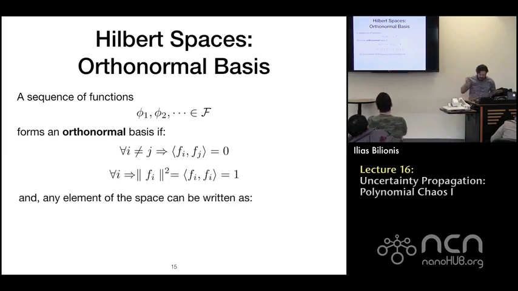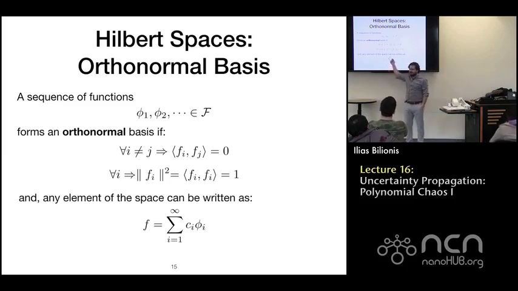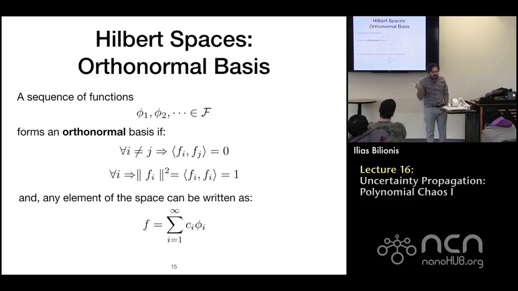And then any element of the space can be written like this. Okay? Like a linear combination of the bases you have. Now in Rn, you would stop at n. Here you have to go to infinity, because you have an infinite number of basis functions in this function space. Any questions?